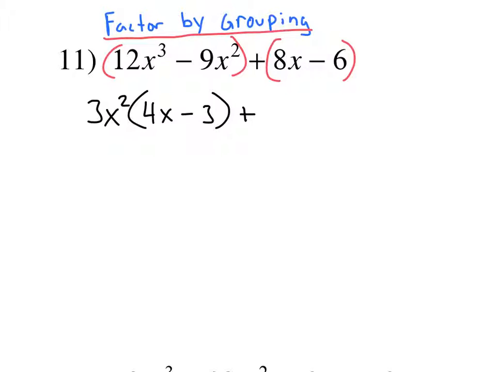And now we look at the second group. What's our GCF? 2. So I factor out a 2. 2 times what gives me 8x? Or sorry, yeah, 8x. 4x. 2 times what gives me negative 6? Negative 3. If you need a hint, check what's left over here. They should be the same. That's our goal. That's our hope.